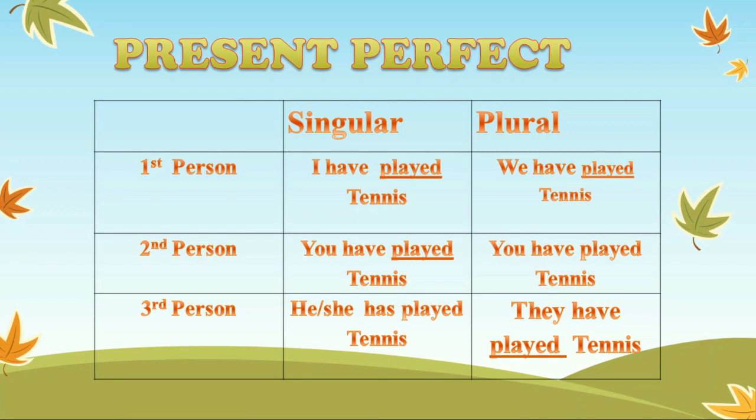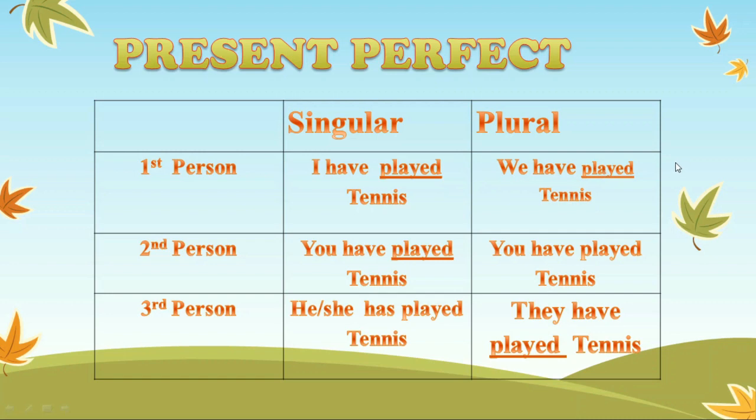Now, what are the rules for present perfect tense? The rule for present perfect tense is has or have plus third form of verb. So, in the present perfect tense, we are going to use the third form of verb. So, let us see the examples here. I have played tennis. So, have is a helping verb here and played is the third form of verb. So, in present perfect tense, we are going to use have played tennis. So, the sentence is I have played tennis.